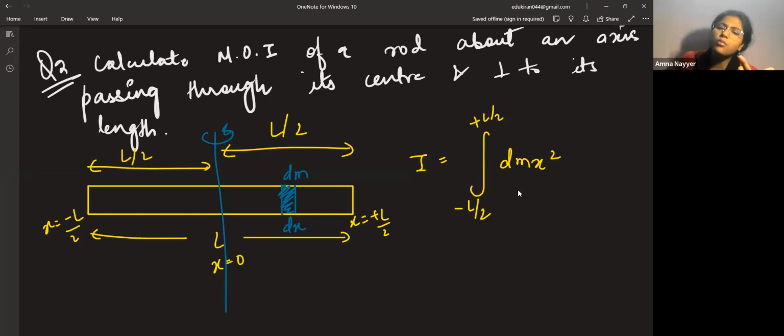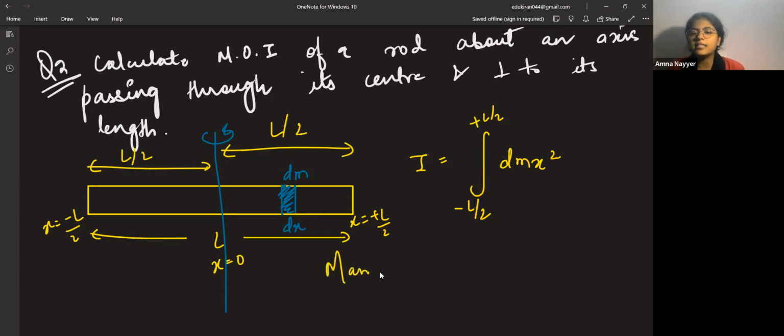dm. So dm is what? dm is the mass of dx. So let's find out the mass of dx. dm is the mass of dx, an infinitesimally small portion I have picked up so that I can integrate it and find out the entire moment of inertia. So how will I do it?